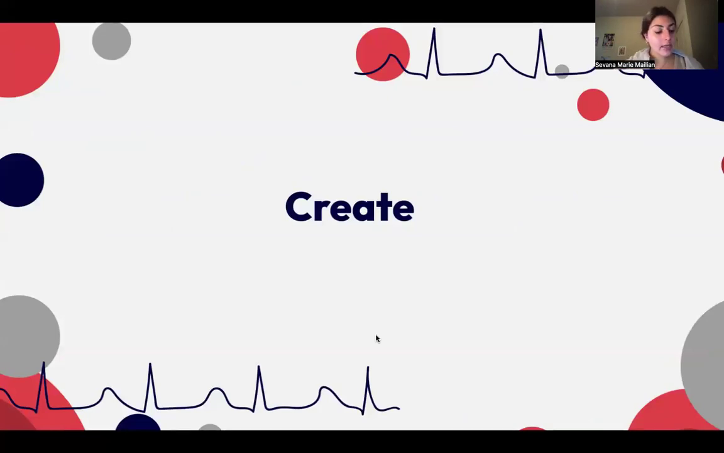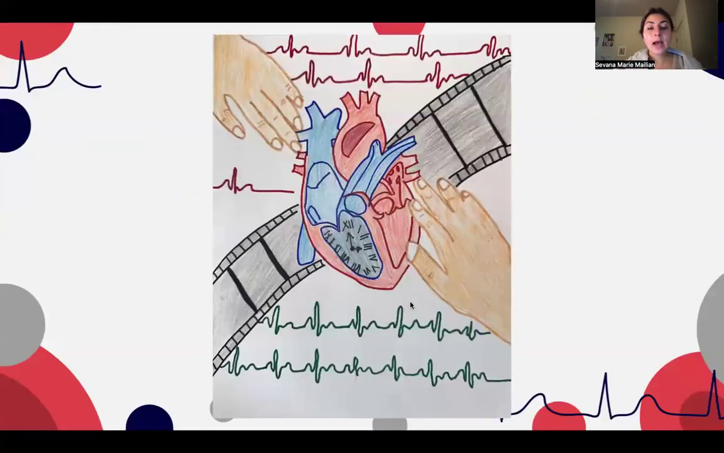Looking at the create category, I drew this. So I was inspired to do something creative and decided on creating a piece of artwork that depicts where one of the leads of a pacemaker would be inserted, in the right ventricle of the heart, which is where you see the clock. And then the film in the background represents the passage of time of someone's life. And the red heartbeats are supposed to represent a bradycardia sinus rhythm, and the green is that corrected, normal sinus rhythm corrected by the pacemaker.